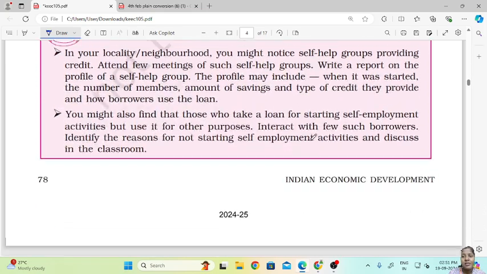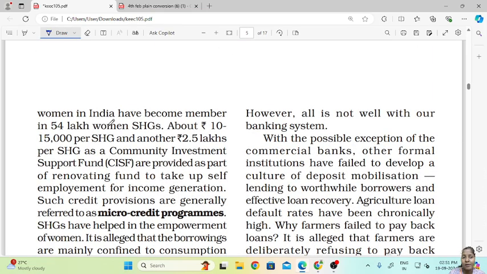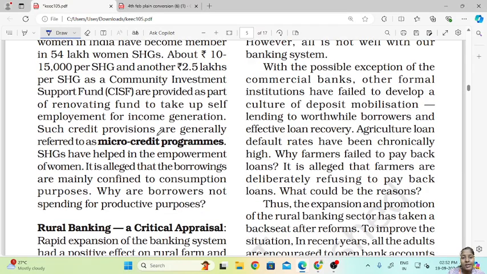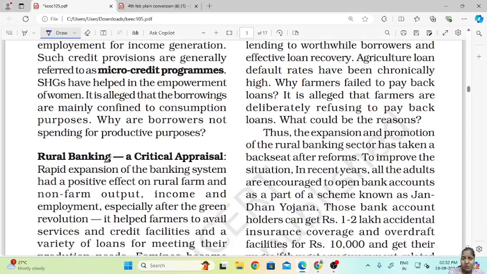Nearly 6 crore women in India have become members in 54 lakh women self-help groups. About 10 to 15,000 per self-help group, and another 2.5 lakhs per self-help group as a community investment support fund, are provided as a part of revolving fund to take up self-employment for income generation. Such credit provisions are generally referred to as microcredit programs, and self-help groups have helped to empower women. Whatever borrowings they take, they take it for consumption purposes, or to set up a business or any other things.